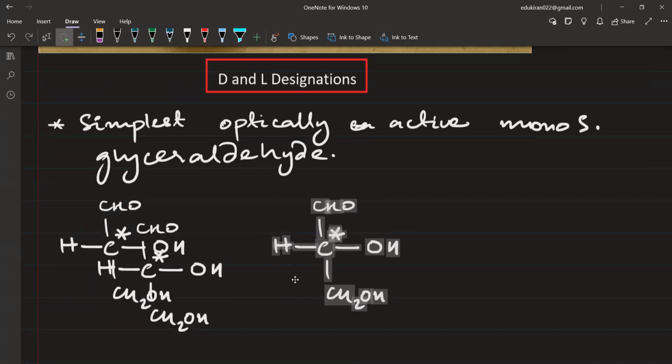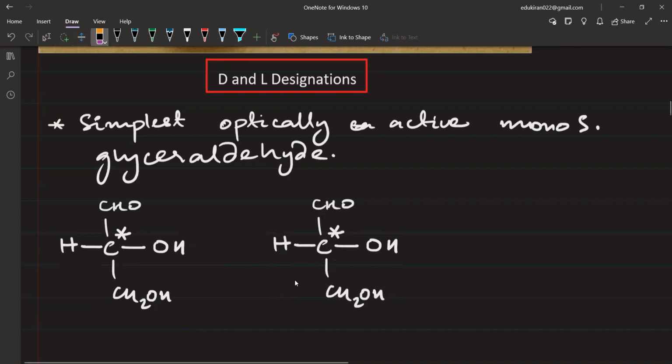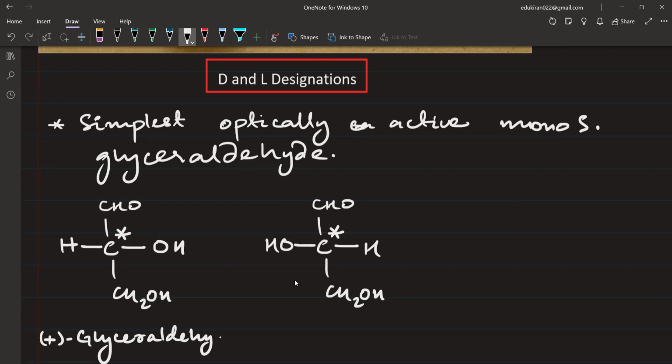इसके मिरर इमेज में क्या होगा? प्लीज सी, this will be OH and this will be hydrogen. ठीक है, this will be OH and this will be hydrogen. This was found out to be plus glyceraldehyde, and this was found to be, in the opposite direction, minus glyceraldehyde.